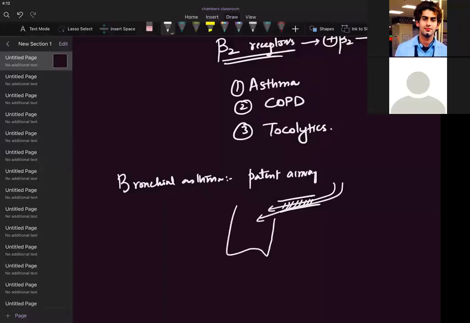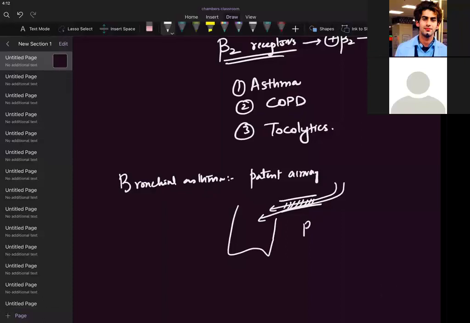Okay. So what will happen is I should do something so that I can bring the air inside. That means I should stimulate the beta 2. If I stimulate beta 2, I will be having bronchodilation. Okay. So beta 2 agonists will be given.